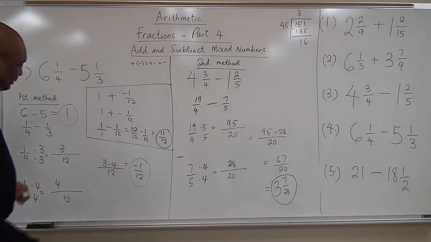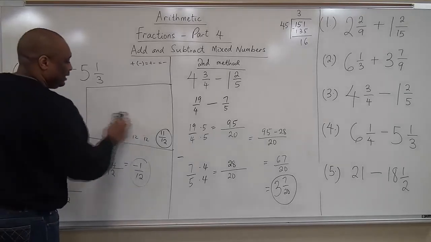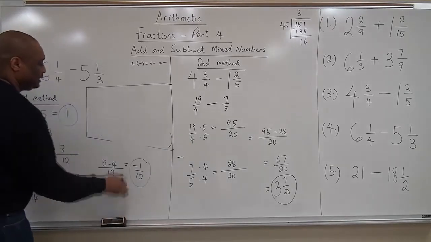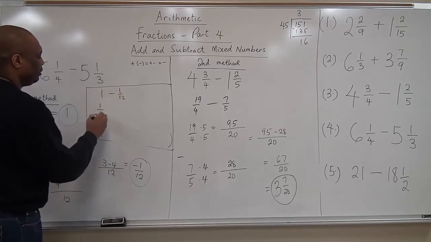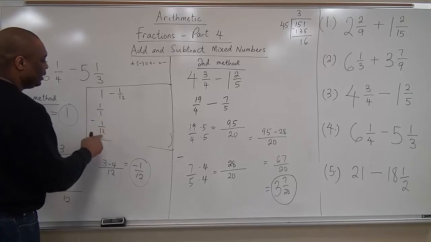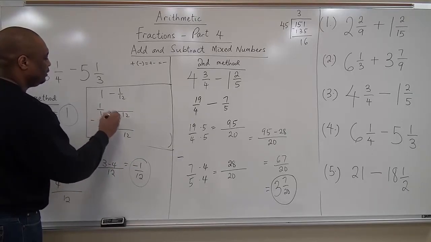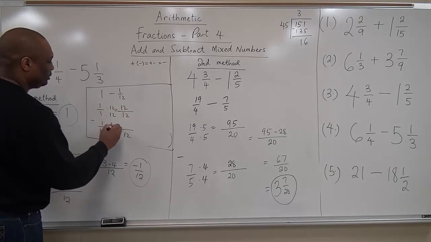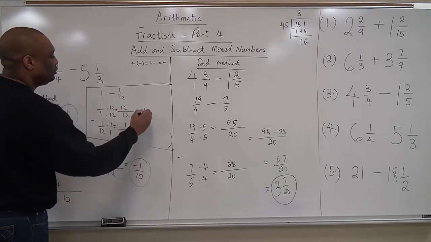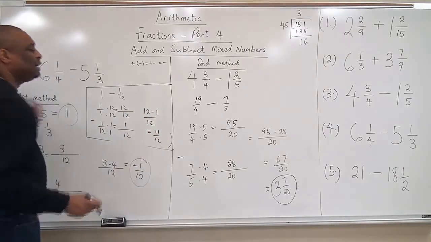We can still use the vertical method and solve it. 1 minus 1 over 12, which is 1 over 1 minus 1 over 12. And this over 12, this over 12. This times 12, times 12. 12 over 12 times 1, 1 over 12. And you do 12 minus 1 over 12, which is 11 over 12. Whichever way.